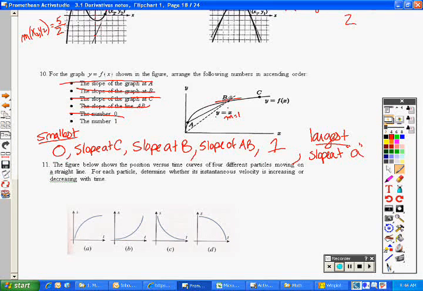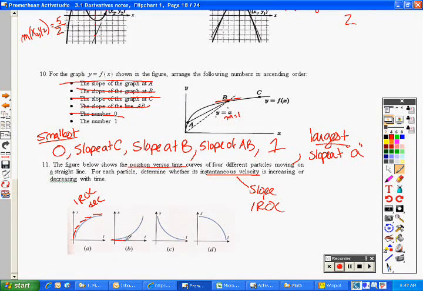All right, last but not least, we want to figure out, looking at these position versus time curves, for 4 different particles moving on a straight line, for each particle, determine whether the instantaneous velocity, this basically means the slope, or the IROC, is increasing or decreasing. So we want to know, are our slopes increasing or decreasing? Right here, we have pretty steep slopes, and as we get closer and closer, we get less steep tangent lines. So the IROC is decreasing.